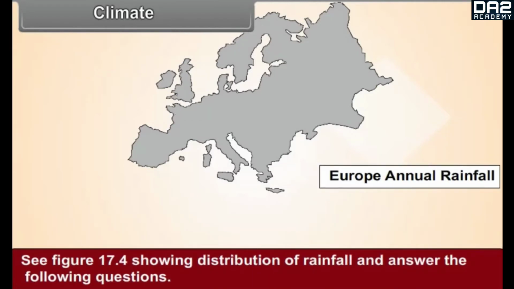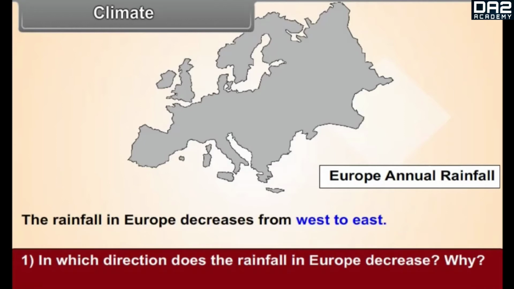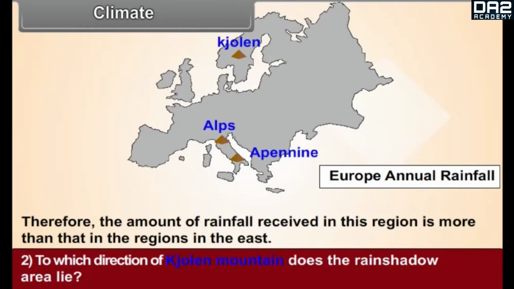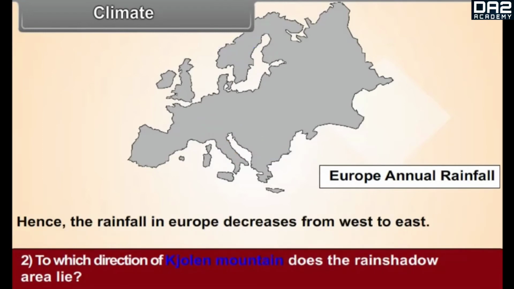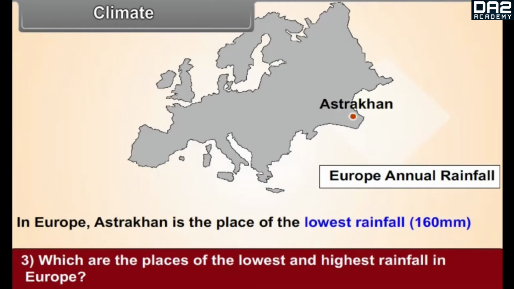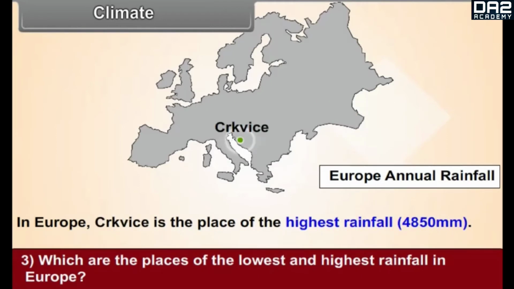See figure 17.4 showing distribution of rainfall and answer the following questions. Number 1. In which direction does the rainfall in Europe decrease and why? Number 2. To which direction of Jolland Mountain does the rain shadow area lie? Number 3. Which are the places of the lowest and highest rainfall in Europe?